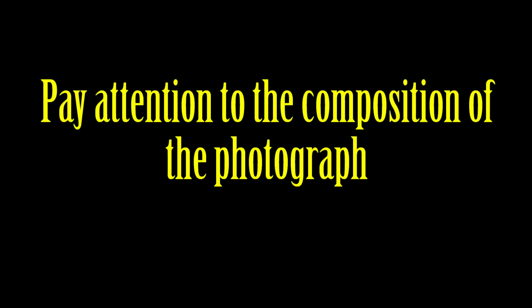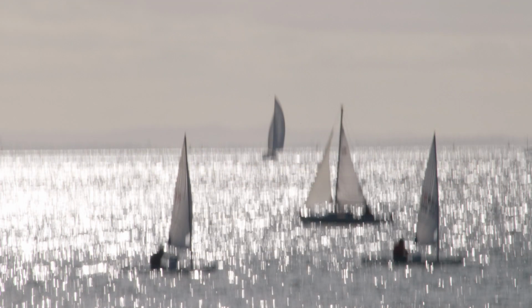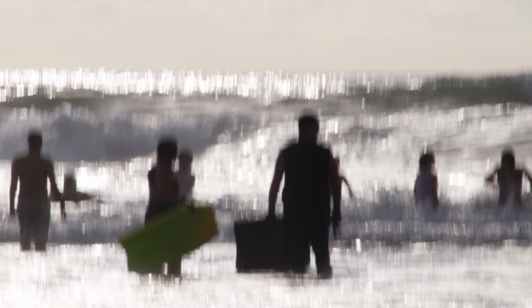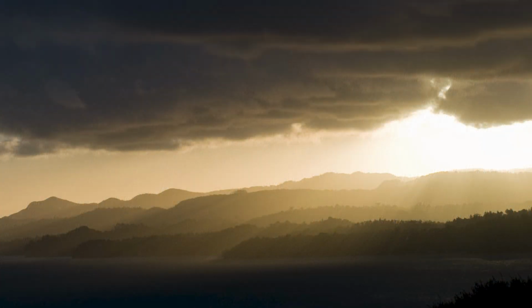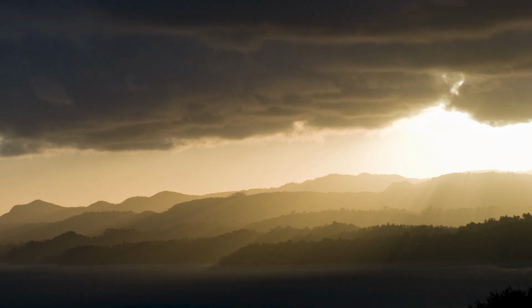Secondly, pay attention to the composition of the photograph. Impressionist photos often use unusual angles, cropping, asymmetry, and perspective to create dynamic compositions and capture a unique view of a moment. Look for elements such as depth, balance, and movement in the photograph, and how these elements contribute to the overall feeling or emotion of the picture.